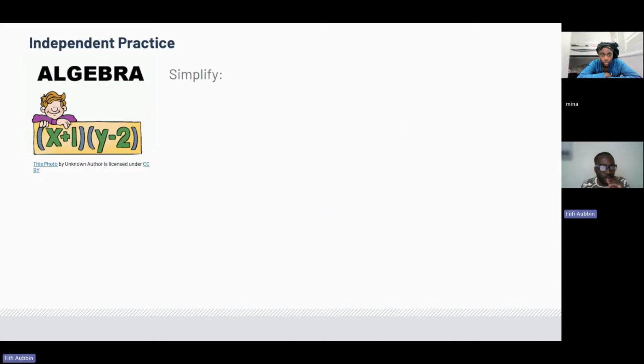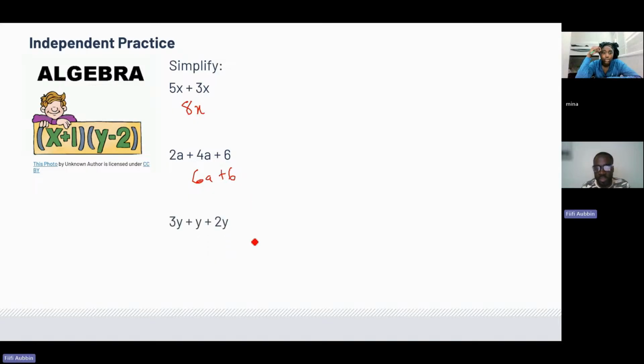Good. Then let's see. 5x plus 3x, which we know is what? 8x, right? Yes. What about 2a plus 4a plus 6? So this we know to be 8x. What about this? 6a plus 6. 6a plus 6. Okay. And what about this? 3y plus y is 4y, and 4y plus 2 is actually, would it be squared?